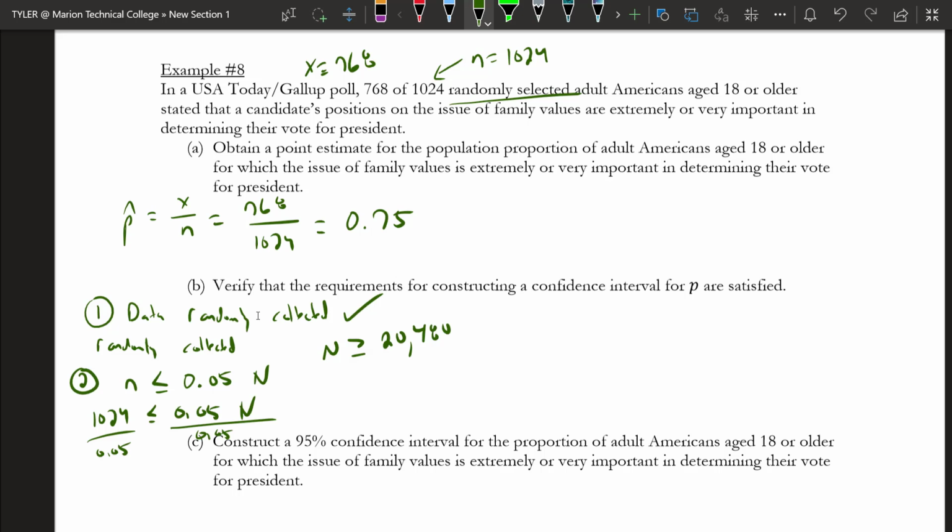Even if you narrowed it down to adult Americans in, I don't know, Franklin County, right? Then you're good there, right? That's pretty specific, but we definitely have at least 20,480 adult Americans, right? We have millions of adult Americans. So we can say that there are at least 20,480 adult Americans.